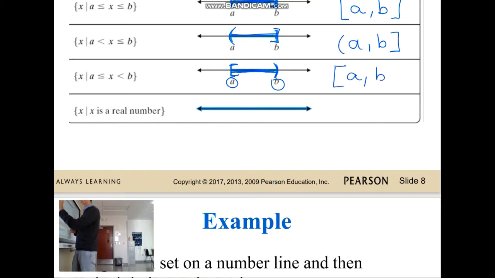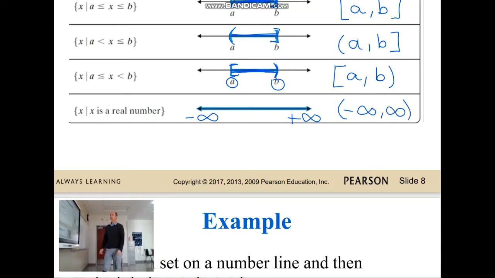a, b, parenthesis. And one final situation here is when the solution is all real numbers, the set of all real numbers. And this goes from negative infinity all the way to positive infinity, and we will represent it like this: negative infinity, comma, infinity. Always use parentheses when representing infinity or negative infinity.